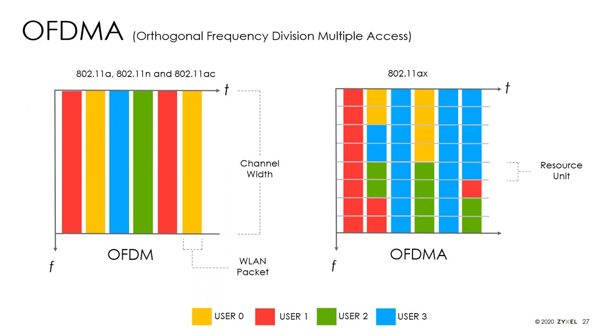And one thing to keep in mind when it comes to OFDMA, there is both from the access point to the client device and from the client device back to the access point. Not all Wi-Fi 6 access points support it in both directions.